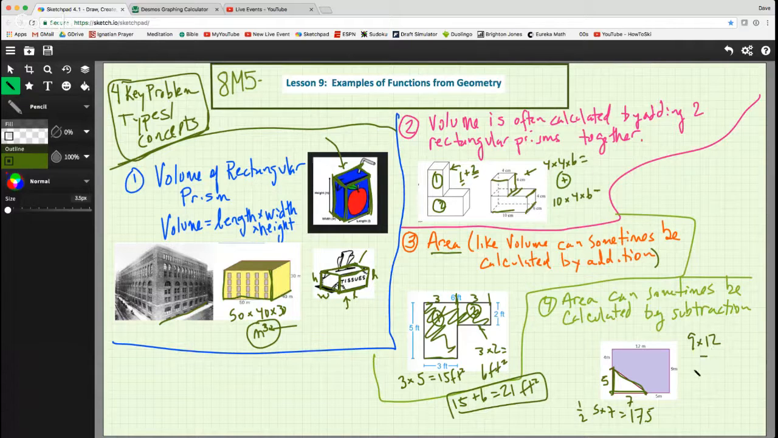So the whole area of this thing is 9 times 12, which is 108. And we're going to subtract off this 17.5, and we're going to get some answer here. We'll do a few of these as well. So these are the 4 types of problems. We've actually worked a few problems here, but I'll go into a little bit more depth as we go to each problem type in the lesson.